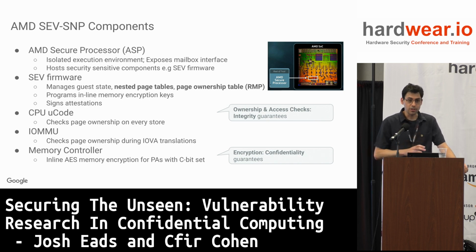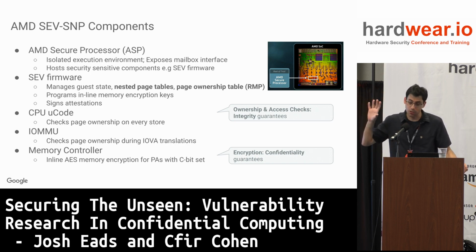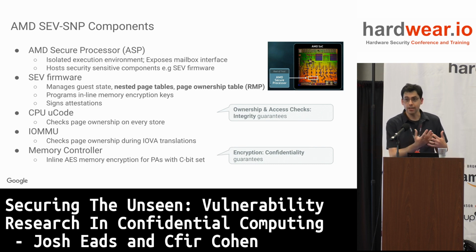The other hardware components that are interacting here, part of the solution, include the CPU microcode. On every store, the CPU microcode consults the page ownership data structure and validates ownership before it accesses DRAM. We have the IOMMU. The IOMMU normally translates IOVAs to host physical addresses. The IOMMU also verifies page ownership before any DMA write hits DRAM. And we have the memory controller that performs the inline AES encryption.